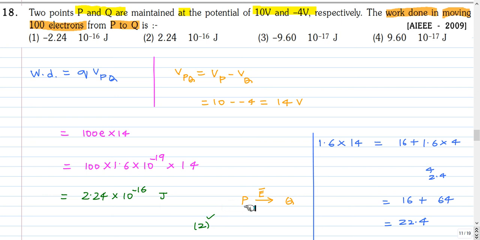The point P is at a higher potential and Q is at a lower potential. Electric field direction is from higher potential to lower potential. So to move an electron along the direction of electric field, work has to be done. Suppose there is an electron here and it is free, it will have a tendency to move in the direction opposite to the electric field. So to move the electron in the direction of electric field, external work has to be done on it. So this work done on the electron is positive. So the answer is plus 2.24 into 10 to the minus 16 joules. The correct option is option 2.